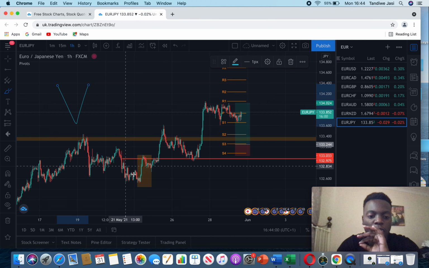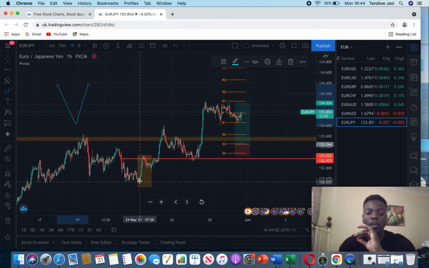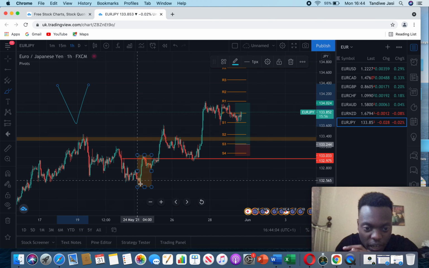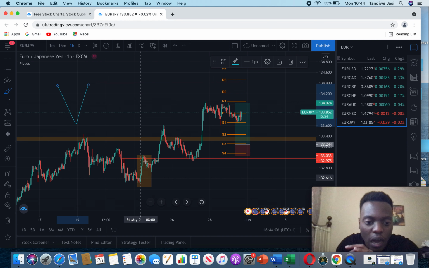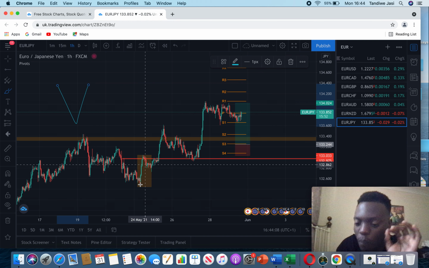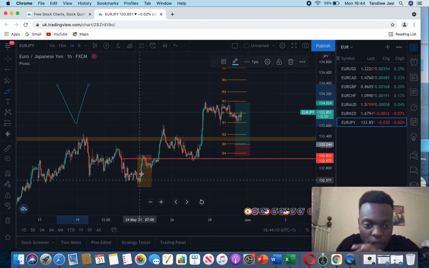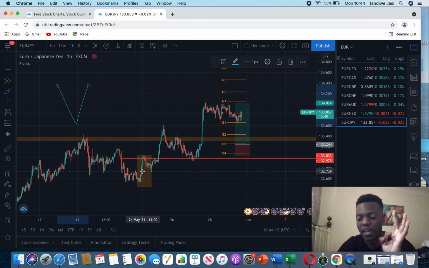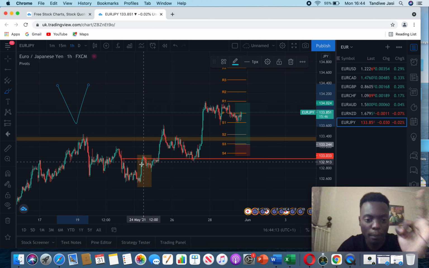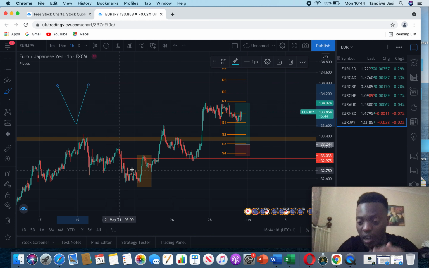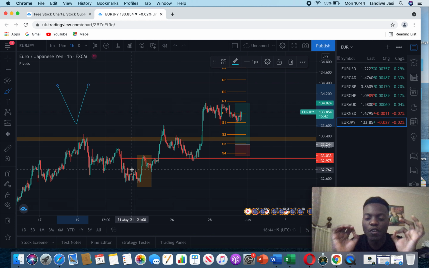Now, this is what happened on Euro Yen. It came down and then it went back up to that area of supply. And how many candles did it take? It took 1, 2, 3 candles. It took 3 candles, and it went back up and it recovered. That shows a sign of recovery in that market.